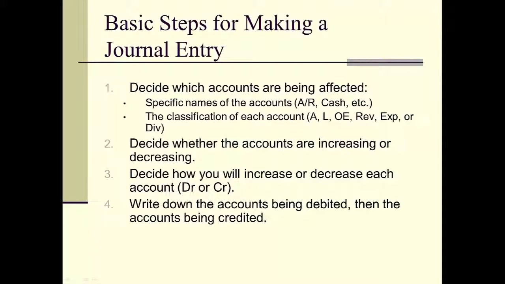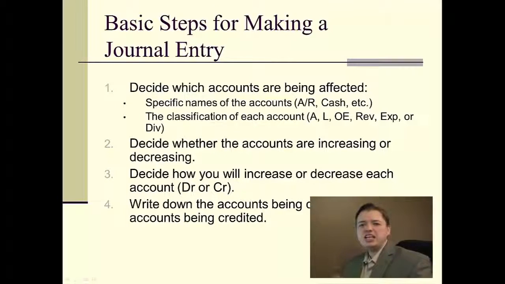Notice we haven't done anything with numbers at all yet. All we're looking at is the account names, the account classifications, and whether they're increasing or decreasing. Once we've decided that, we know whether they're debits or credits, and we write them down. We list debits first and then credits, and we usually indent the credits a little bit.